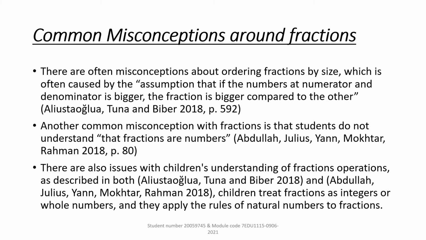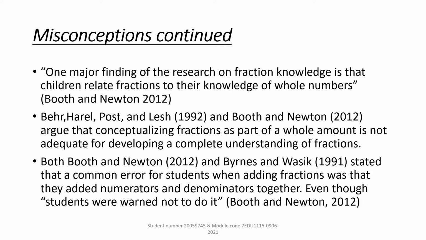There's also issues with children's understanding of fraction operations. Children treat fractions as integers or whole numbers, and they apply the rules of natural numbers to them, which actually links to the first bullet point. So they often use the rules of natural numbers when applying it to fractions, which of course is not the correct way to do it. Interestingly, this seems to be a frequent issue. Another study found that children tend to relate fractions to their knowledge of whole numbers and natural numbers, which again is incorrect. This seems to be cropping up quite a lot within the research.